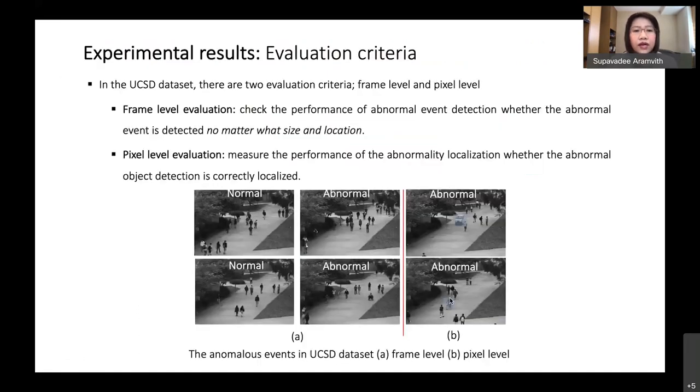For the evaluation criteria, we use the standard UCSD dataset. We evaluate on the frame level and then on the pixel level. At the frame level, we check whether an abnormal event is detected, no matter what size and location. But at the pixel level, the object detection must be correctly localized.